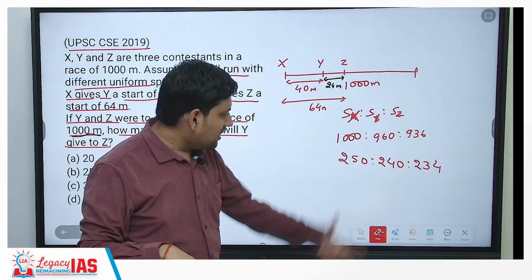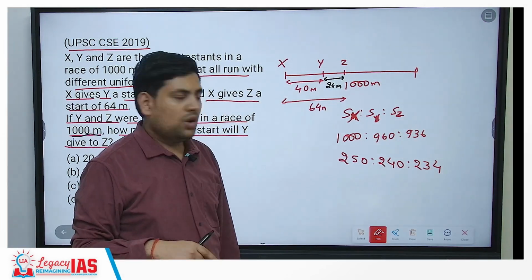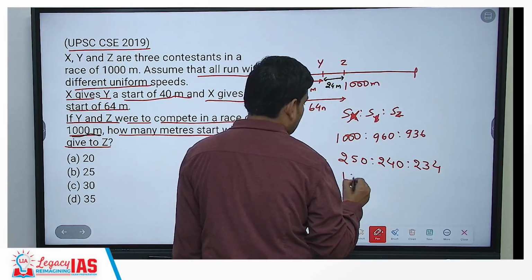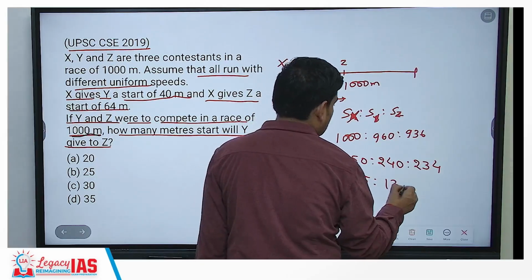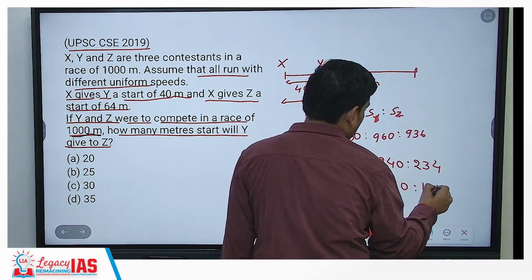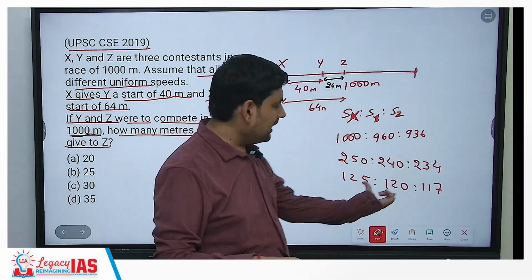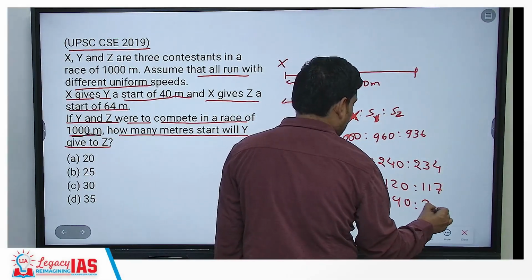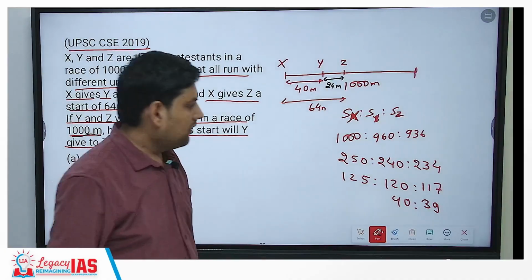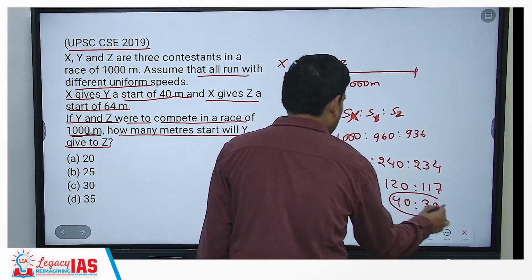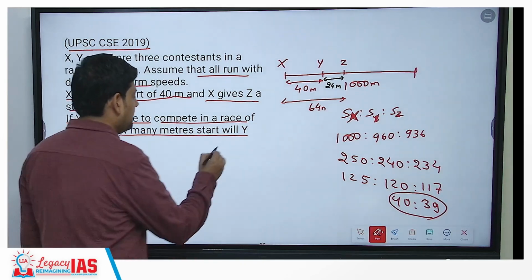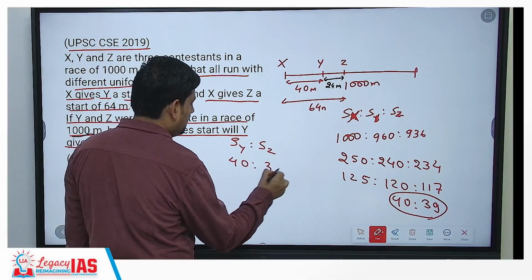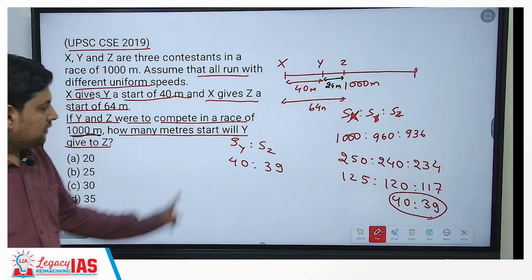Now you can again divide this by, let's say you divide it by 2 again. So what you get? You get 125, and here you get 120, here you get 117. Then again you can divide it by 3. So what you get? You get here 40, and you get here 39. Now 40 and 39 is the ratio that you got between speed of Y and speed of Z. So speed of Y ratio speed of Z came out to be 40 ratio 39.